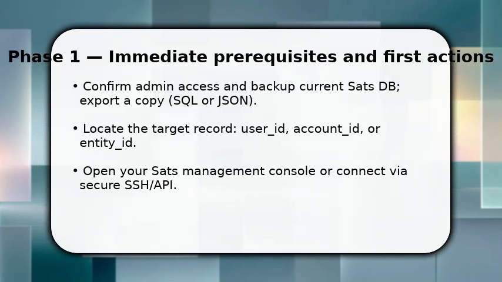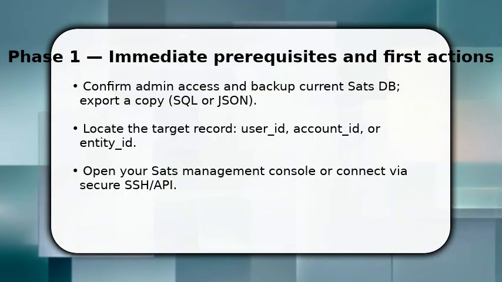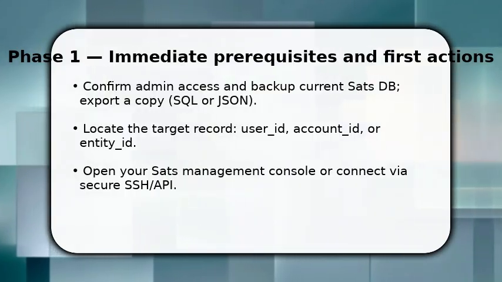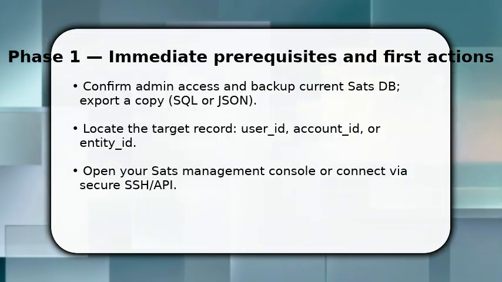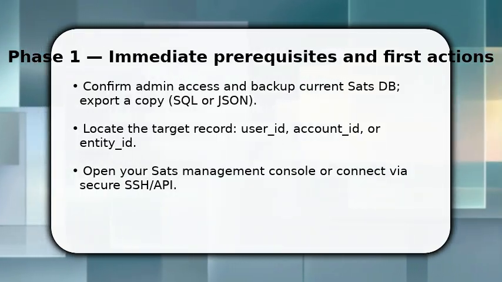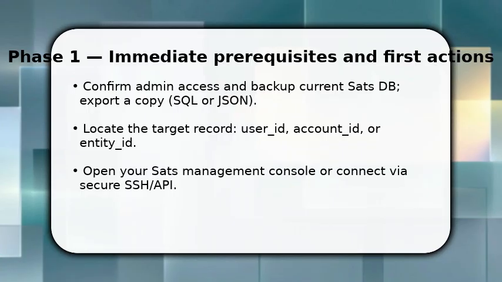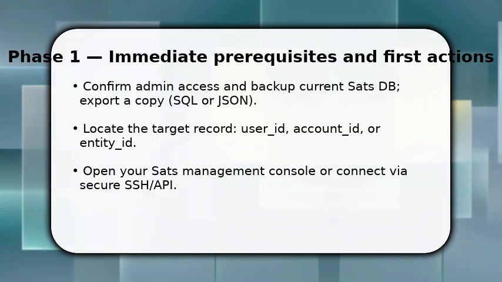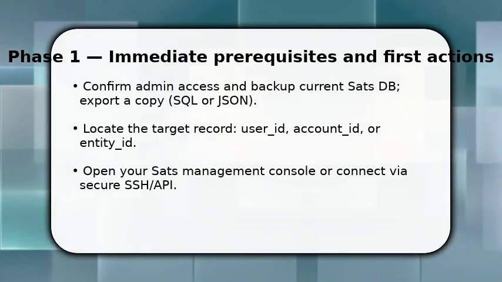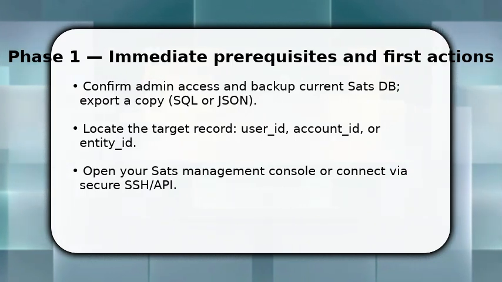You begin by verifying prerequisites. You must have admin privileges and a fresh backup of the SATS database. Do that now. Once done, identify the exact record you want to change, user ID or entity ID, timestamp, and current Caste field values. Make sure to connect through the SATS Management Console or an authenticated SSH/API session. You're starting the change immediately, so confirm you can revert to the export. This prevents data loss and gives you a safe rollback point.